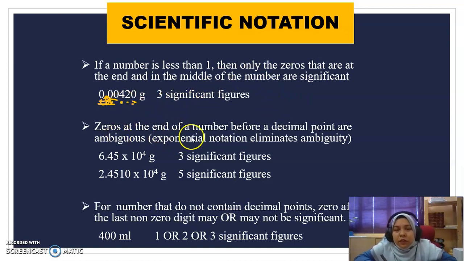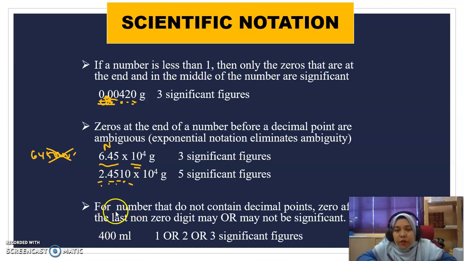Zeros at the end of a number before the decimal point are ambiguous. For example, exponent notation eliminates ambiguity. If you have scientific notation with an exponent, 6.45 has no zero. For 5000, the zeros there are not significant, so we take only the digits in front. All the numbers in the coefficient are significant, regardless of whether there is a zero, like here 2.4510: 1, 2, 3, 4, 5 significant figures.